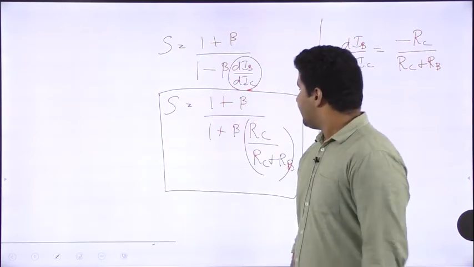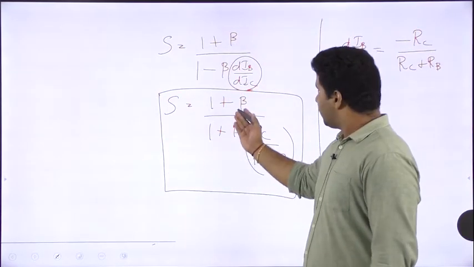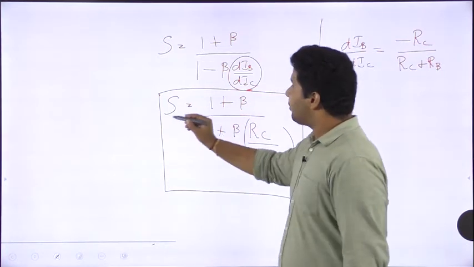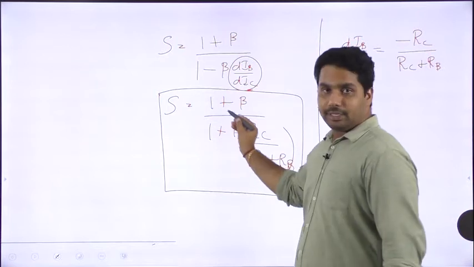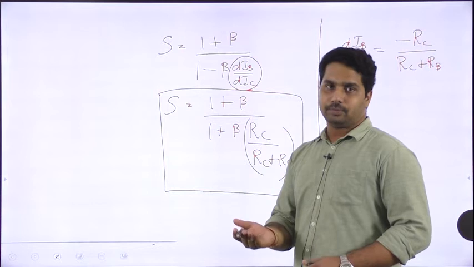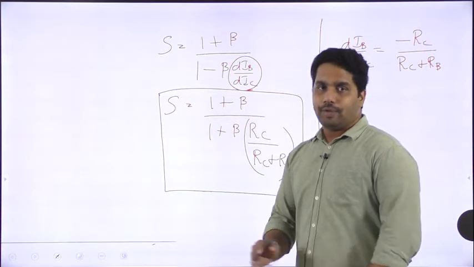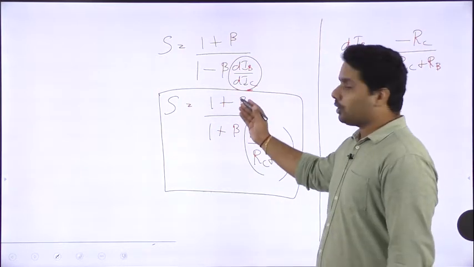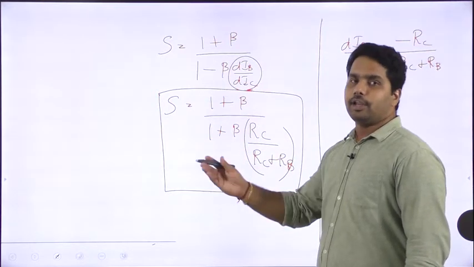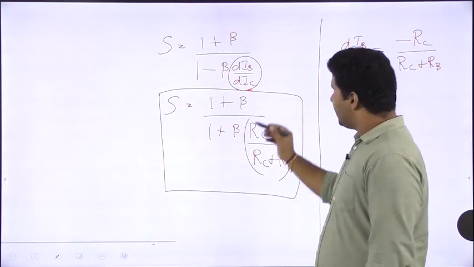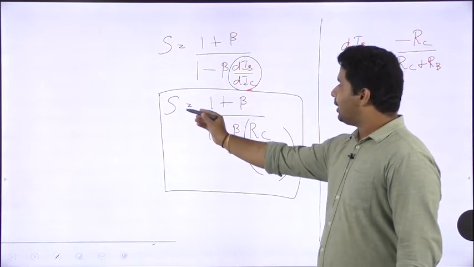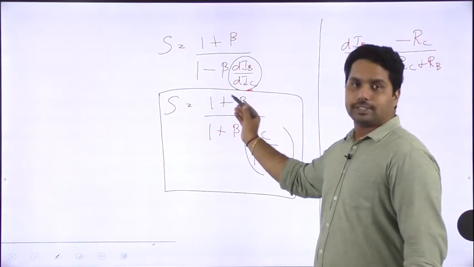And it is very clear that it is less than 1 plus beta. For the first one, fixed biasing, we got stability factor S equal to 1 plus beta, and I told you it is a very big value, so the stabilization attainment will be very, very poor. Whereas this particular biasing, collector to base biasing, is superior compared to fixed biasing, because its stability factor is less than 1 plus beta. It is very clear from this expression.